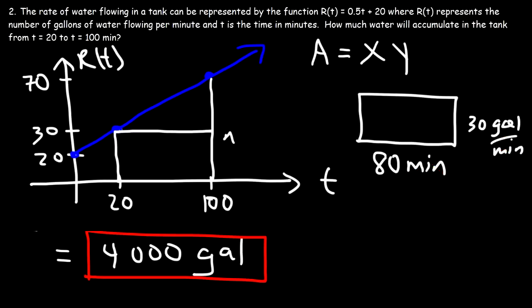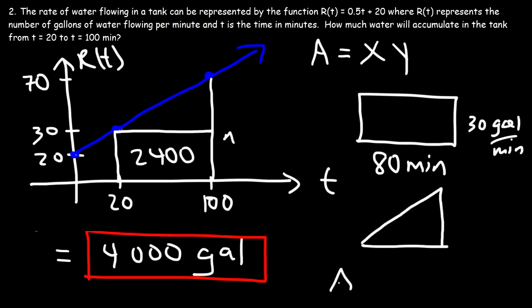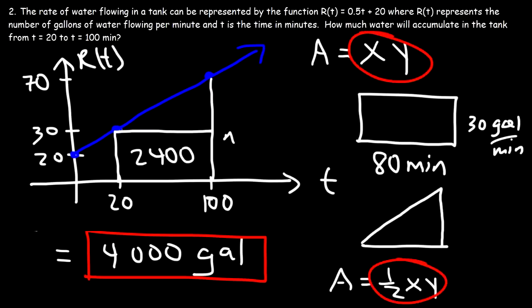So 80 times 30, 8 times 3 is 24, and then if we add the 2 zeros, that will give us 2400. Now let's focus on the triangle. The area of a triangle is 1/2 base times height. In this case, we could say the base is associated with the x-axis, the height is associated with the y-axis. So whenever you're dealing with integration, you're going to be multiplying x by y. When you're dealing with differentiation, you're dividing y by x.